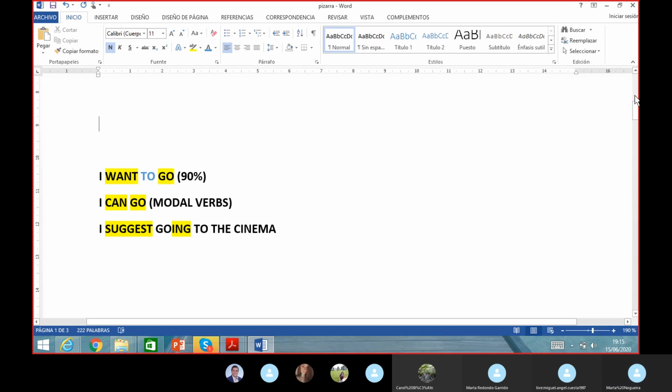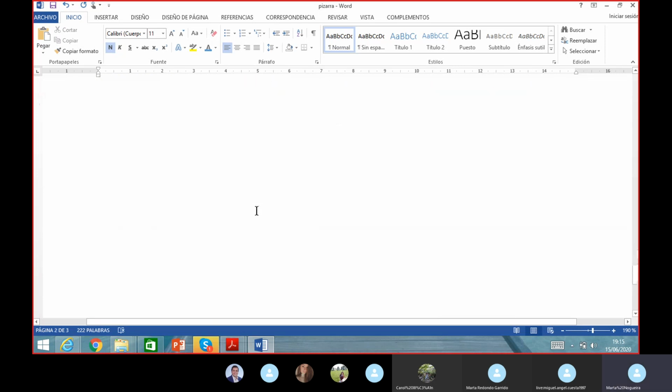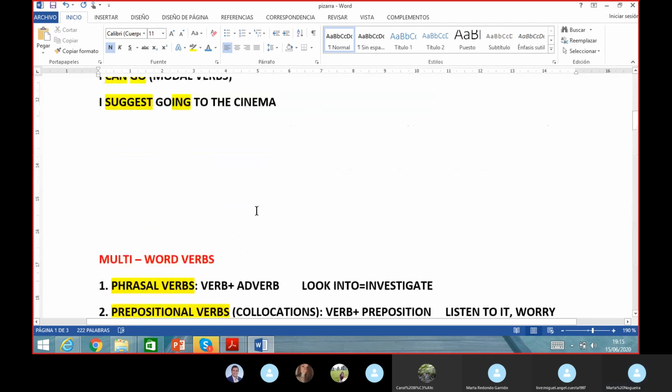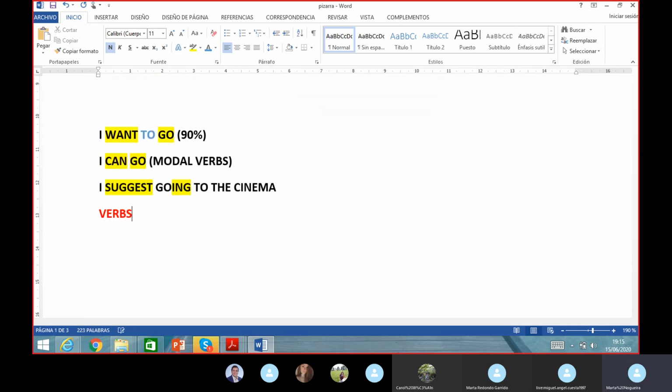¿Vale? No sé si tengo aquí, porque aquí esto lo utilizo para escribir. No sé si tengo aquí una lista. Pues no. Perfect. Vale. Entonces, ahora, ¿qué vamos a ver? Verbs followed by ing.